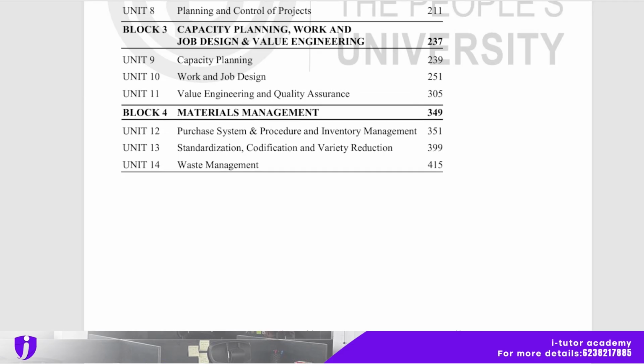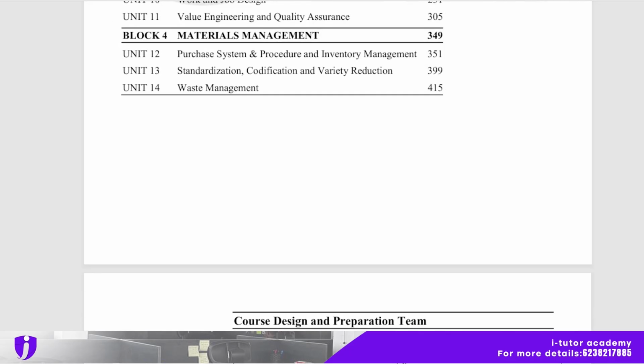And block 3 is capacity planning, work and job design and value engineering. Under this block 3 there are 3 units. Unit 9 is capacity planning, unit 10 is work and job design, unit 11 is value engineering and quality assurance, and block 4 is materials management. Under block 4 there are 3 units again.